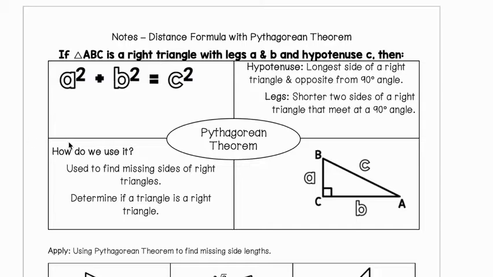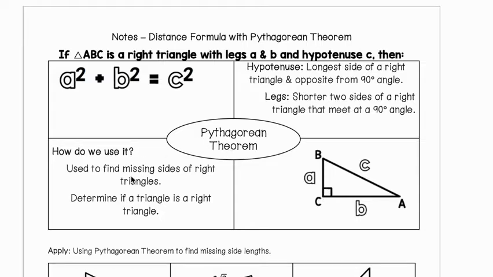So if you want to see that visually, that is our diagram down here. We have side A and side B and side C. A and B are the legs of our triangle. Legs are the shortest two sides of a right triangle, and they meet at a 90-degree angle. So A and B are the legs. C is always the longest side. It's the hypotenuse of our right triangle, and it is always directly across from the 90-degree angle.